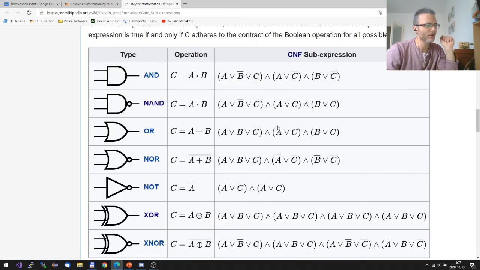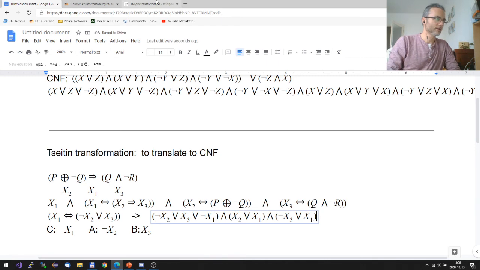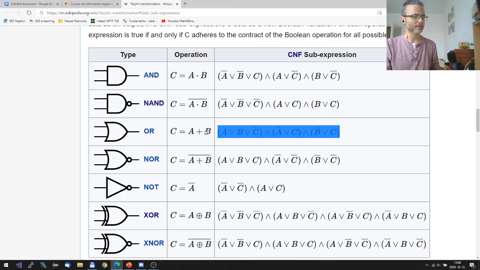So this is the second clause, and we have a third clause, not B or C, which is, I guess, not x3 or x1. Okay, that's it. Okay, thank you. Great.